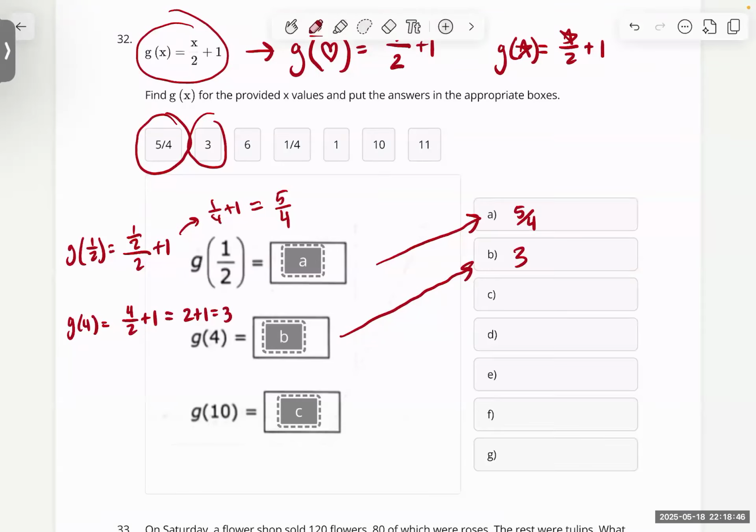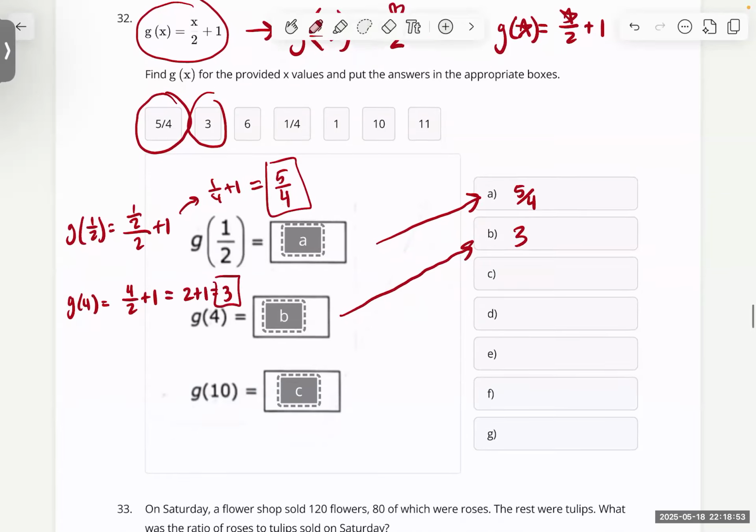I don't know why all the answers are next to each other. It's kind of been like that. It won't be like that for the test, though.